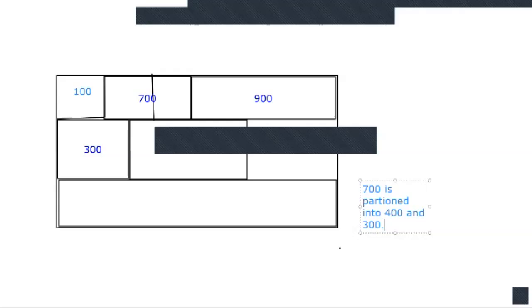Compaction, a solution to external fragmentation. Shuffle memory contents to place all free memory together in one large block. Compaction is possible only if relocation is dynamic and is done at execution time. It is expensive also. Compaction is expensive. Other solutions to external fragmentation: what are the different possible solutions of external fragmentation?